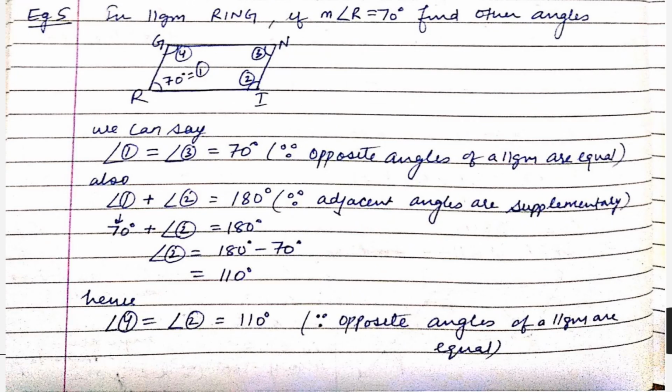Now, in a parallelogram, this symbol is for parallelogram. This is parallel, and if I write it with GM, it is known as parallelogram. Don't confuse with this. In parallelogram RING, if the measure of angle R is 70 degrees, so this angle is given to us as 70 degrees. Find the other angles. A very easy question. Nothing to worry about. Just name the angles and it is easy for you.